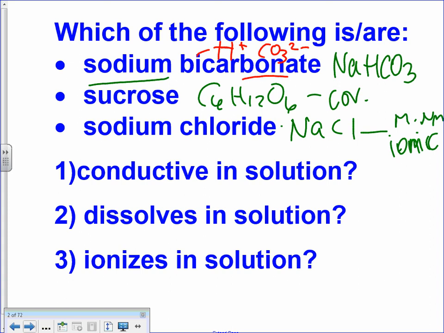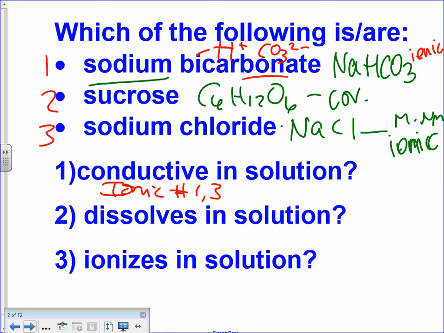Okay. Ionic or covalent, though? Because you wrote ions, right? Sodium ion, carbonate ion, or bicarbonate ion, so it's ionic. Okay, I'm going to label these 1, 2, and 3. Which numbers will be conductive in solution? 1 and 3, because what is conductive in solution? What kind of compounds? Ionic. So whichever ones you said were ionic were number 1 and 3.